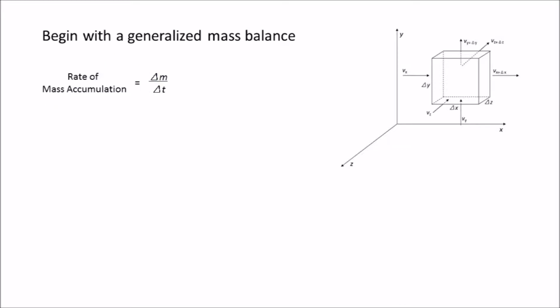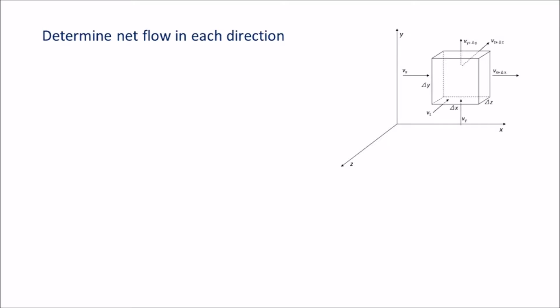We can modify the left-hand side of this equation by recognizing that mass is equal to density times volume, and that the volume of our control volume is delta x times delta y times delta z. Substituting gives our rate of mass accumulation as the change in this term divided by the change in time. Now we need to determine the net flow in each direction.